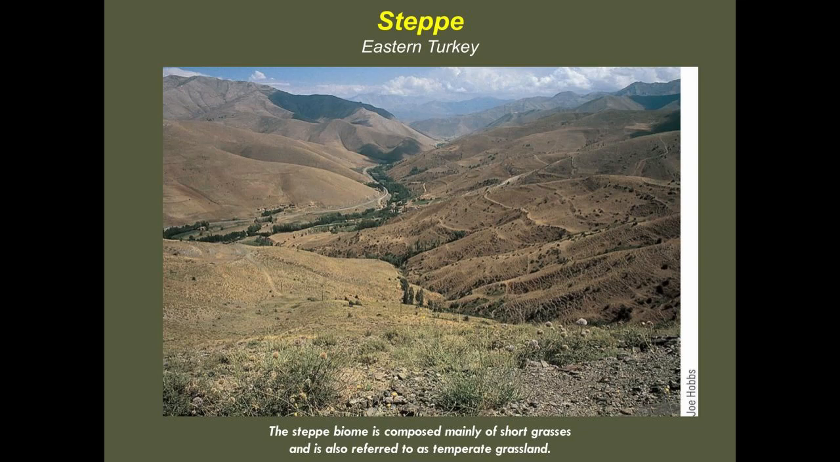A steppe biome, here an example shown in eastern Turkey, is composed mainly of short grasses and can be referred to as a temperate grassland if you want. This may look familiar to some of you, right? This is short grasslands, sparse trees, usually hilly. When I say steppe, you probably think of Mongolian steppes, right? That's the most classic example.